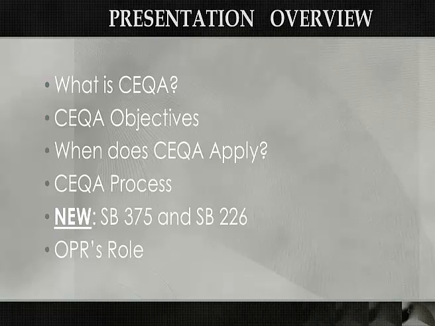A real quick overview of what I'm going to talk about today. Get started basically with what is the California Environmental Quality Act, what are its main objectives, when does it apply to certain projects, and what is the CEQA process for implementation. As Laura mentioned, I'll talk about two new bills and how they might relate to the work that DTSC does, and then I'll finish off with a little bit of a discussion about OPR's role in the State Clearinghouse and how it functions.